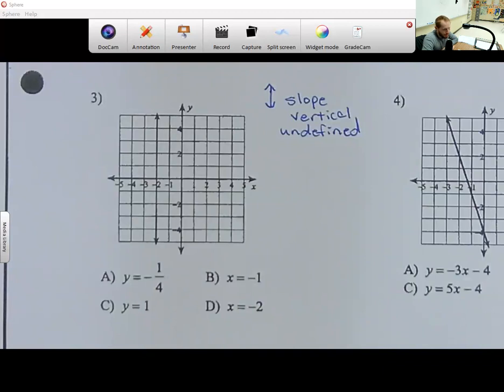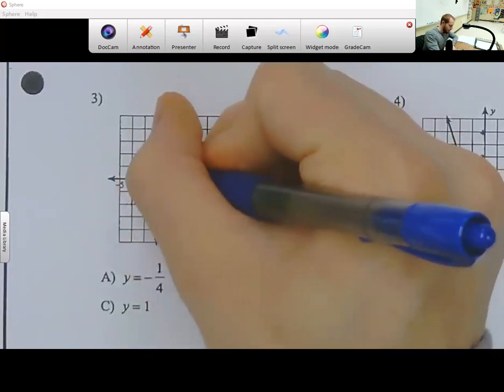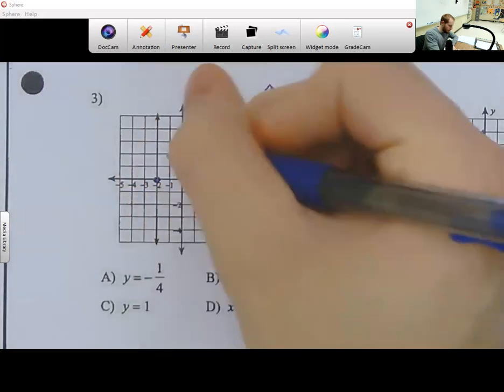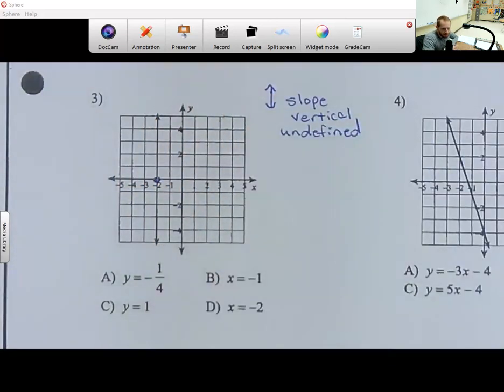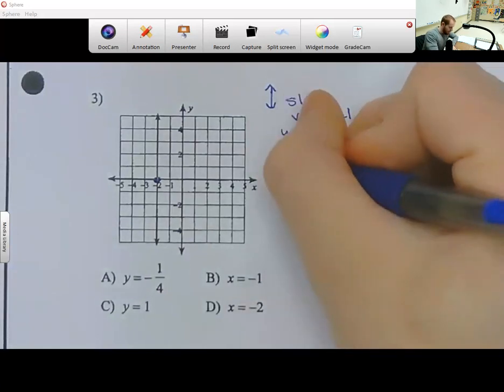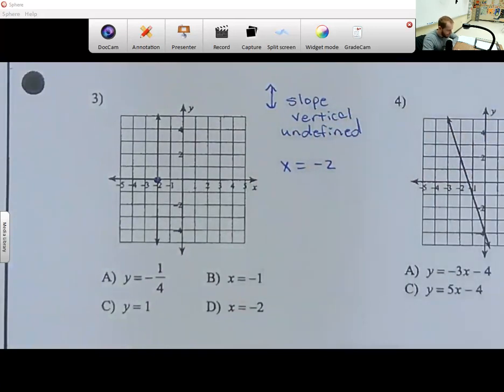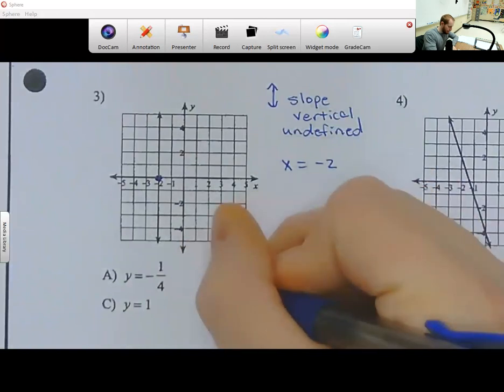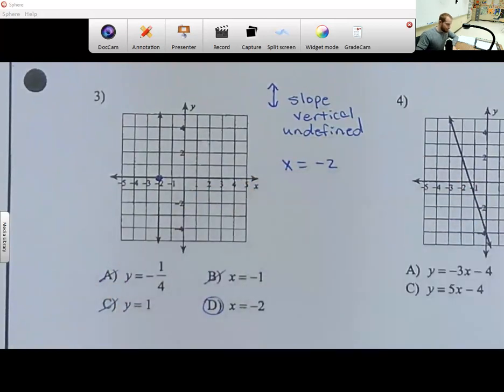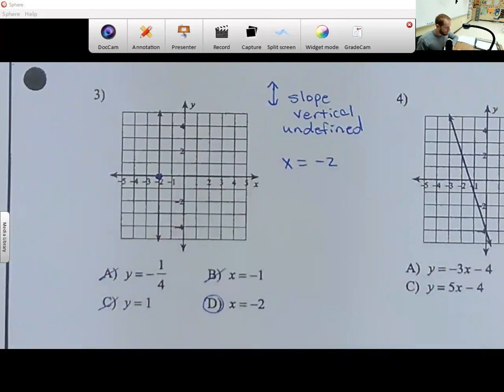Well, if we have a vertical line, our answer is always going to be x equals something. Because see how the line is going to cross through -2 right here? It crosses through -2 on the x-axis. So I know that x is going to equal -2. X equals -2. I can't even put my answer in a y form, right? So my answer is going to be D, -2. So that's if you have a vertical line.